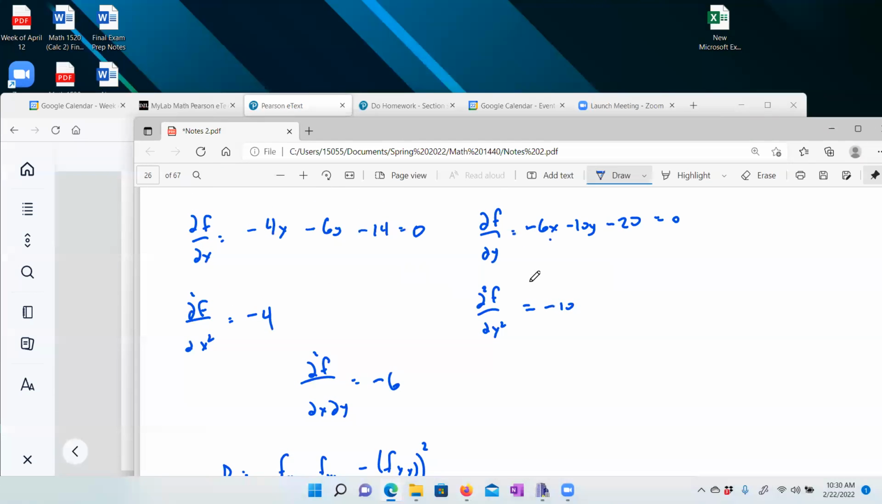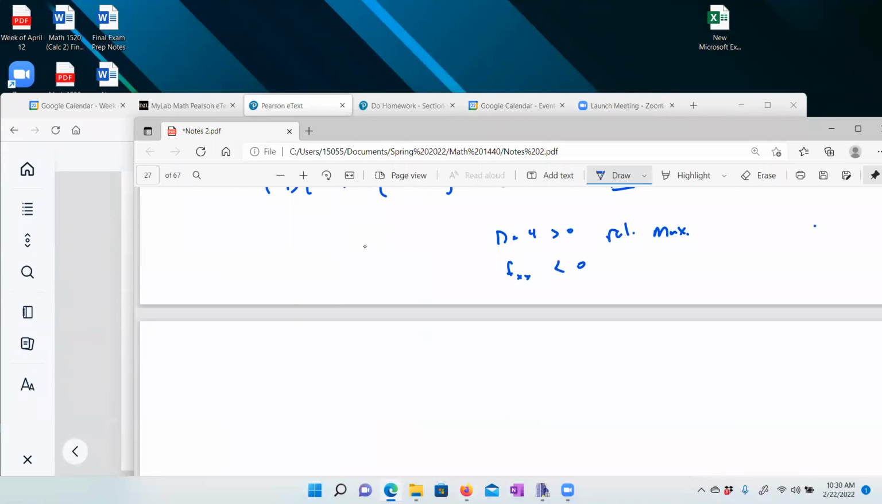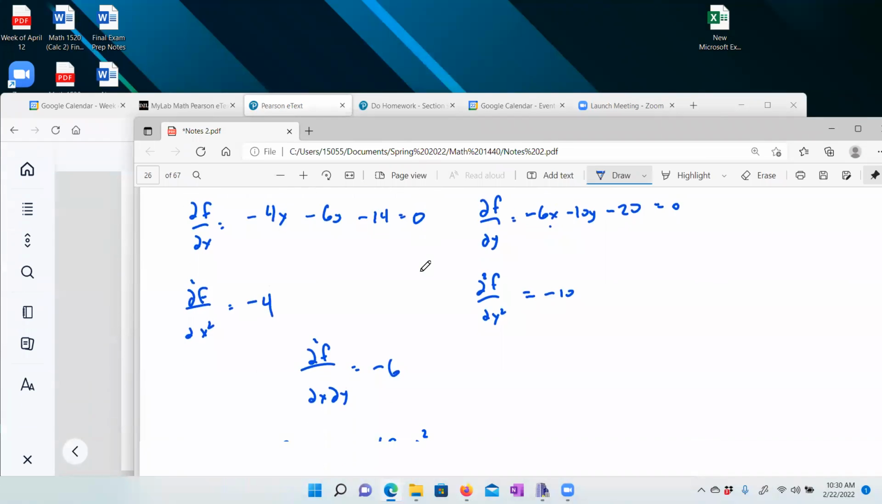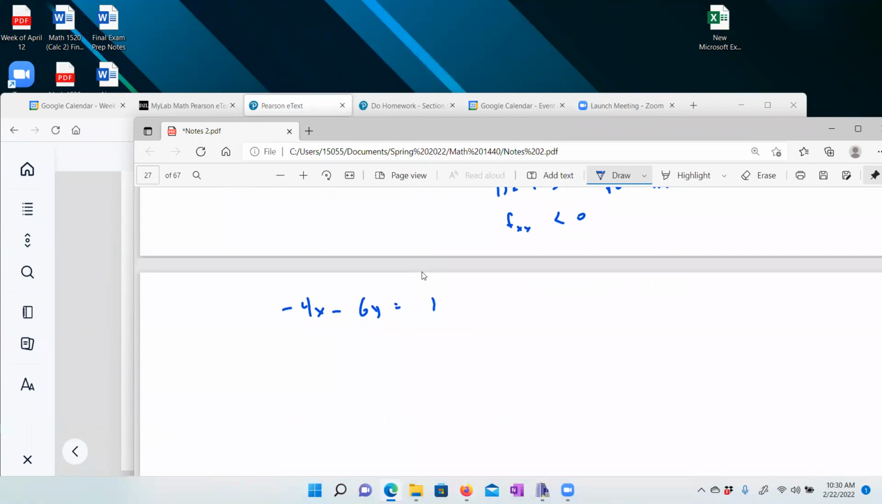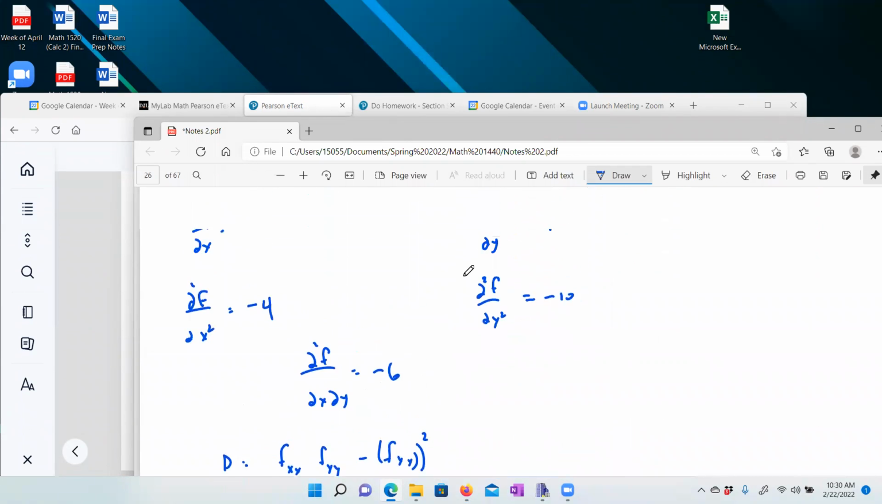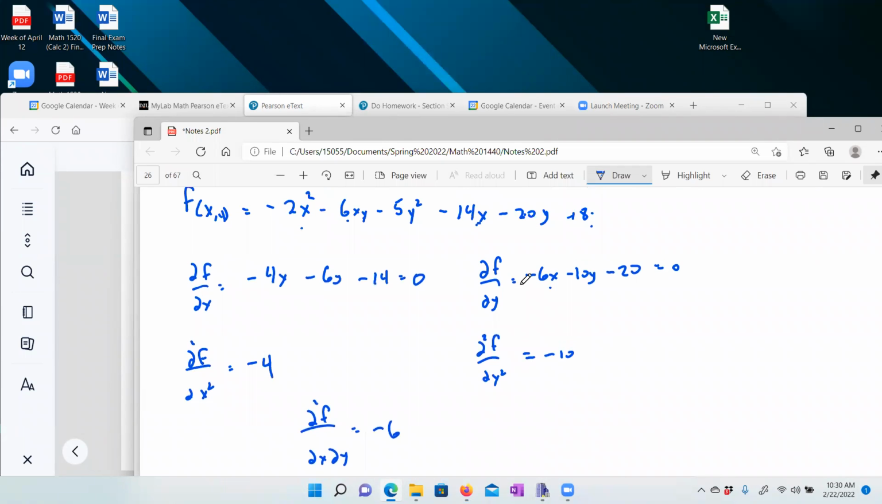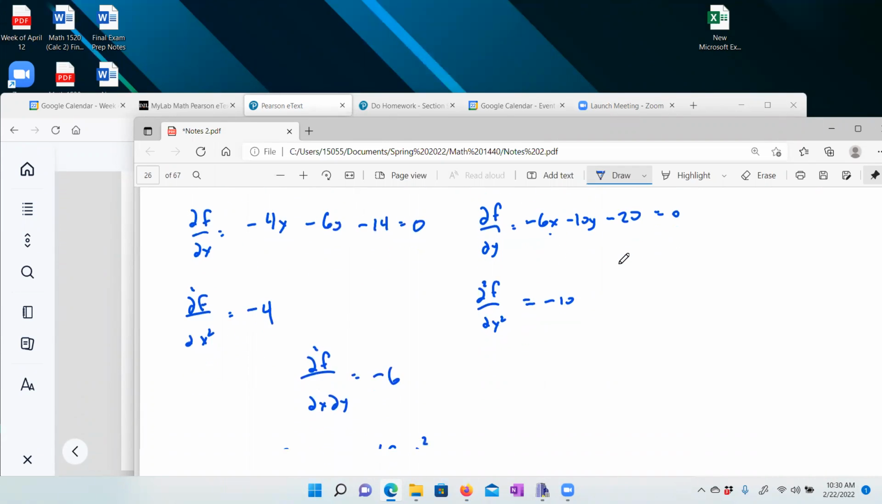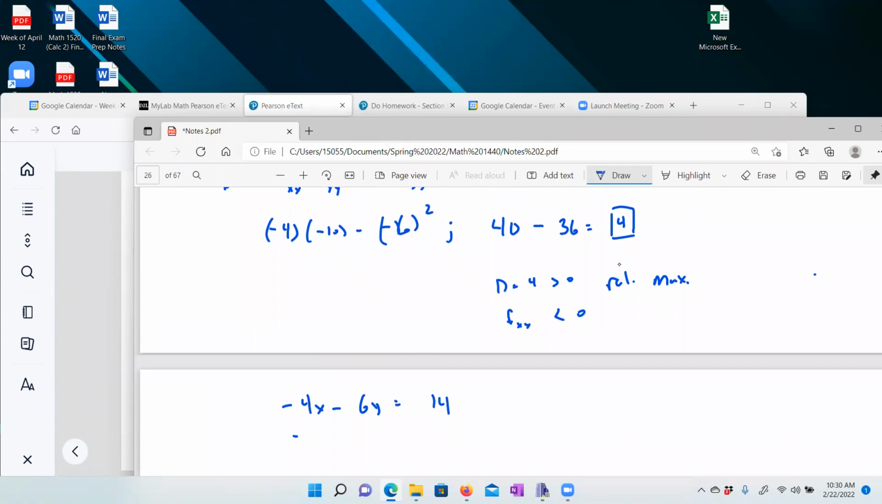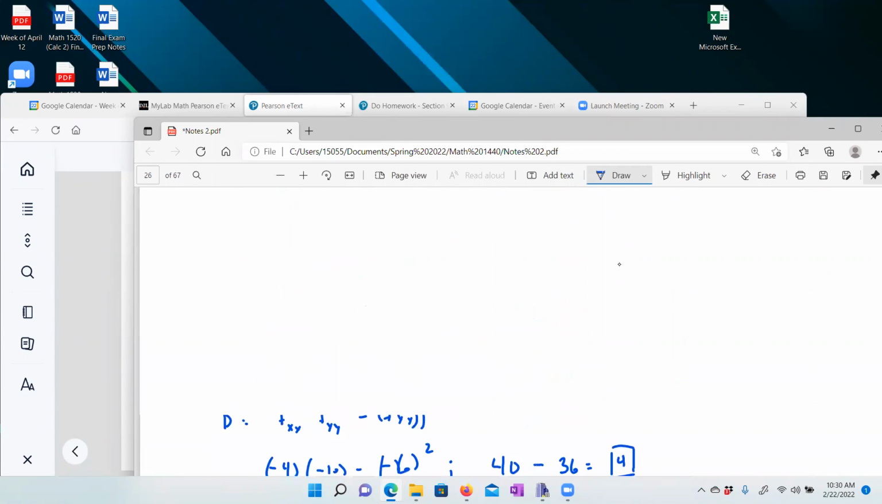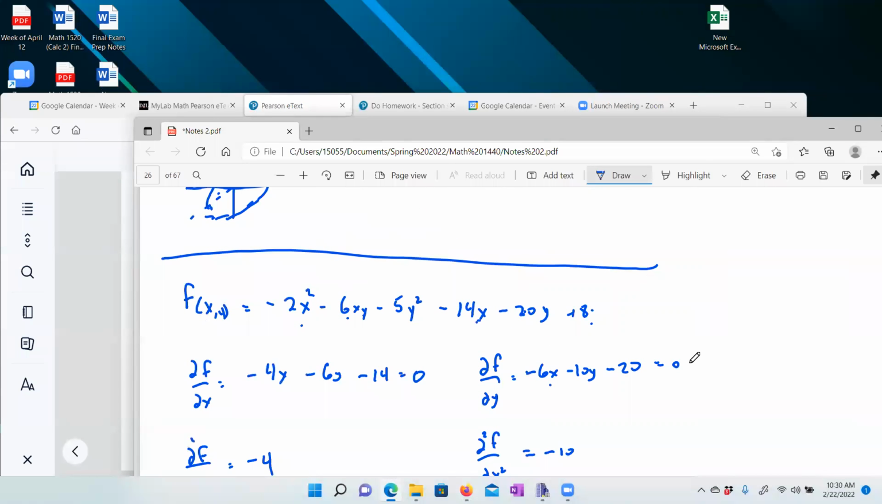Now we have to solve these equations. What we're going to do is say we have 4x minus 6y, and I'm just going to slide this 14 off to the other side, so it's going to be a positive 14. My other equation, because we still have to know where it is: minus 6x minus 10y is equal to, and what do we have here? We have equals 20.